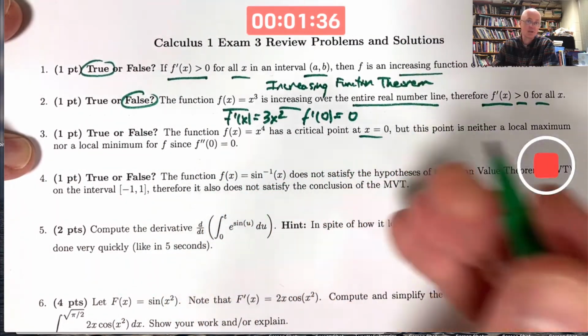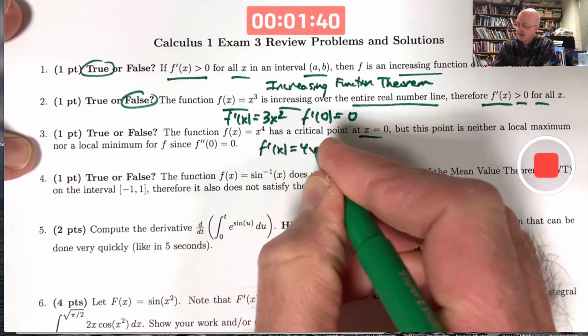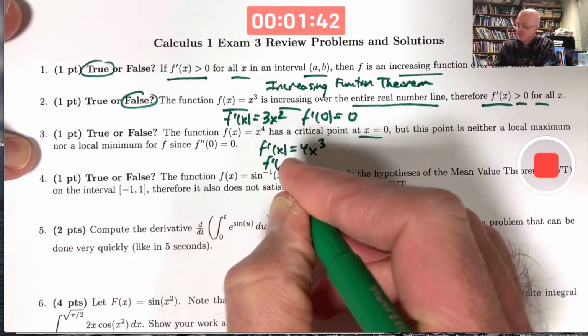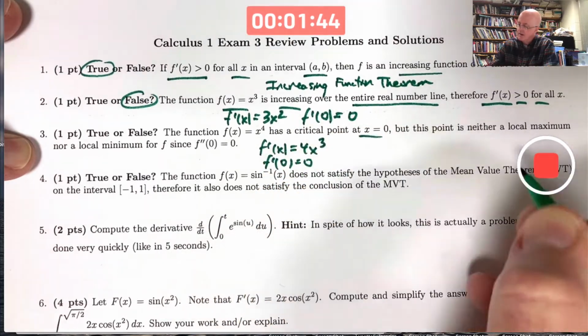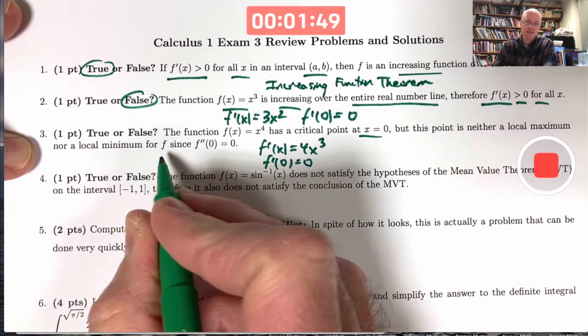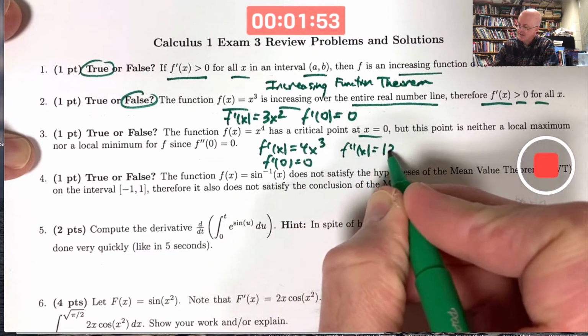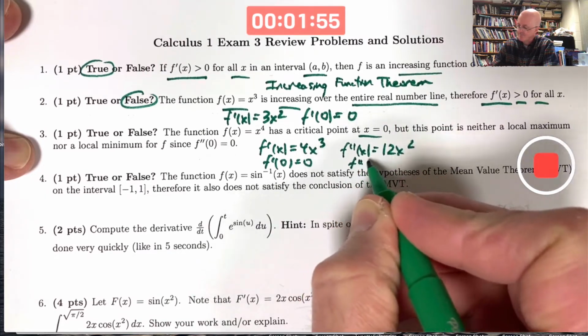Number 3, the function f of x equals x to the fourth has a critical point at x equals 0. That is true. F prime of x is 4x cubed, and certainly f prime of 0 equals 0. But this point is neither a local maximum nor a local minimum, since the second derivative, which is 12x squared, is 0 at 0 as well.